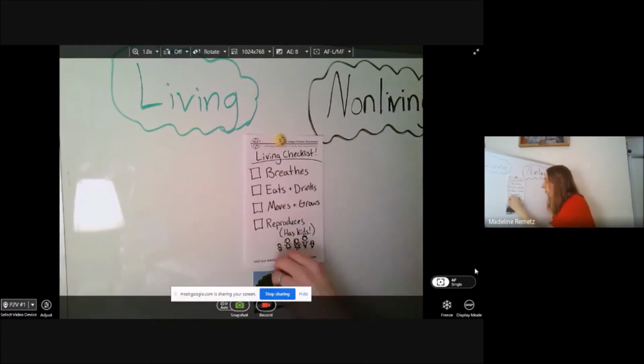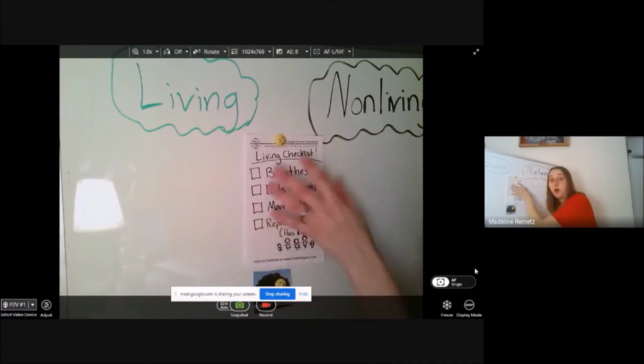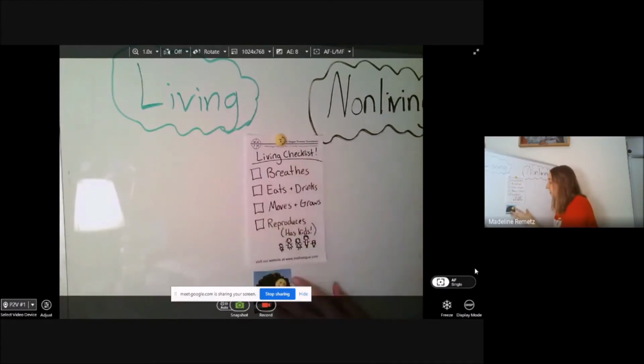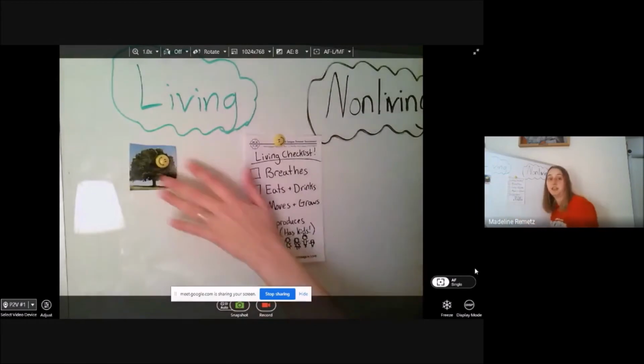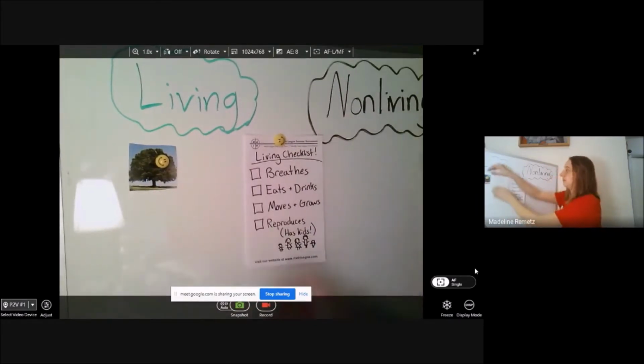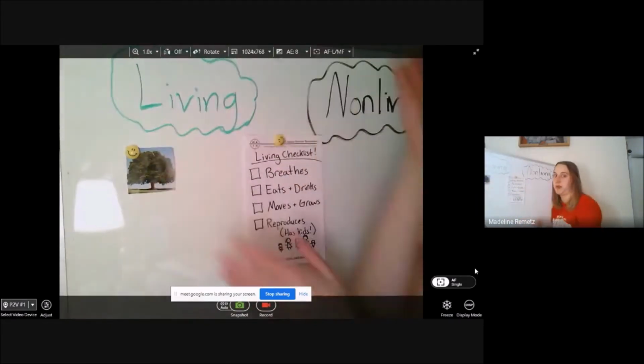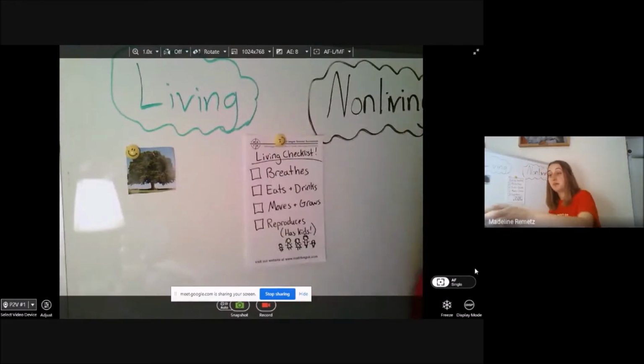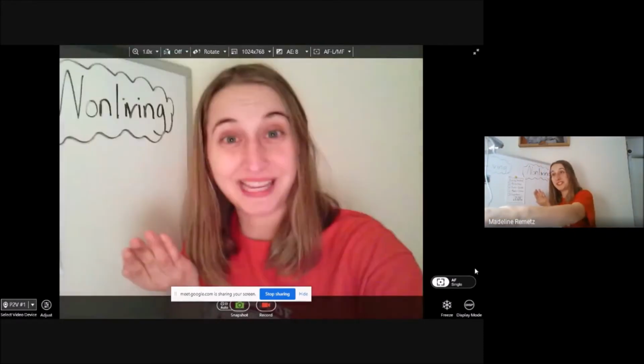Well, I don't know about you, but 1, 2, 3, 4. We met all 4 of these check marks, which means it definitely goes to the living side. Knowing that that was on the cover of our packet, though, that was pretty easy. But now you can see how we'll do our sorting.